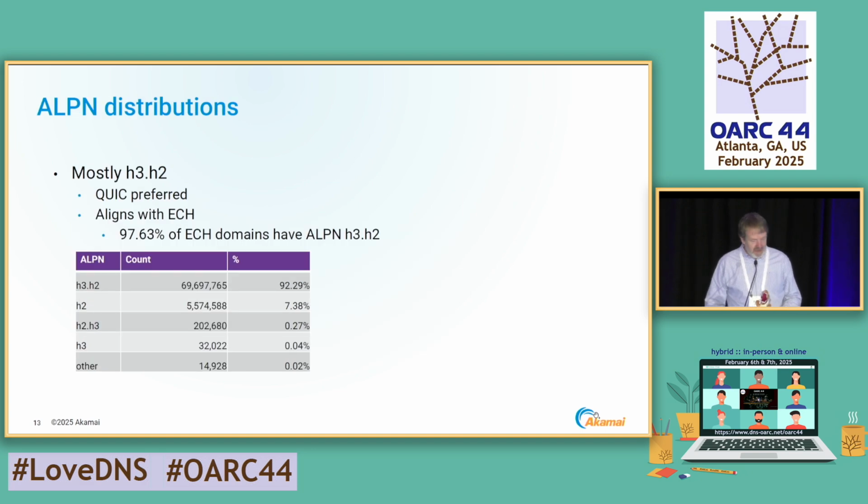So let's look at what people are connecting to, because the ALPN is what people on the web then use to connect. And again, it's very uniform. Most people do H3 followed by H2, so QUIC and then HTTP2. There are a bunch that only do H2, and the rest is pretty much noise again.